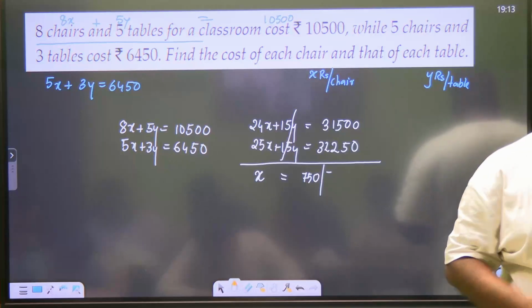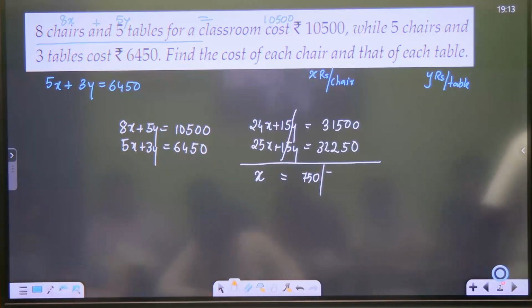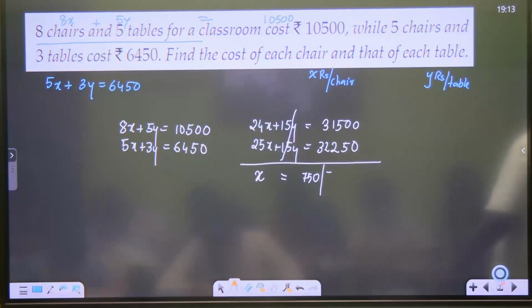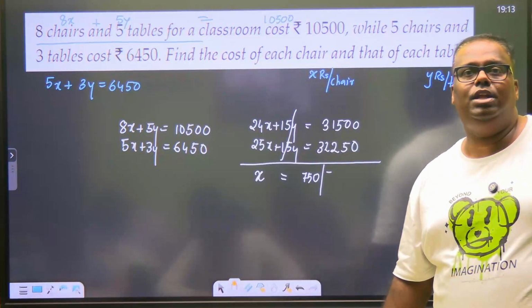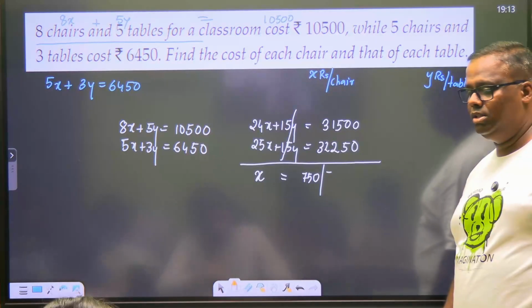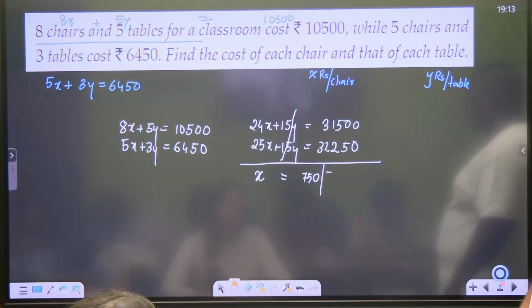Shreya, answer ready? 750. Did you get it? Sure, 750. So what is the price of the table? Try to calculate the price of the table. Hey, 52,500.